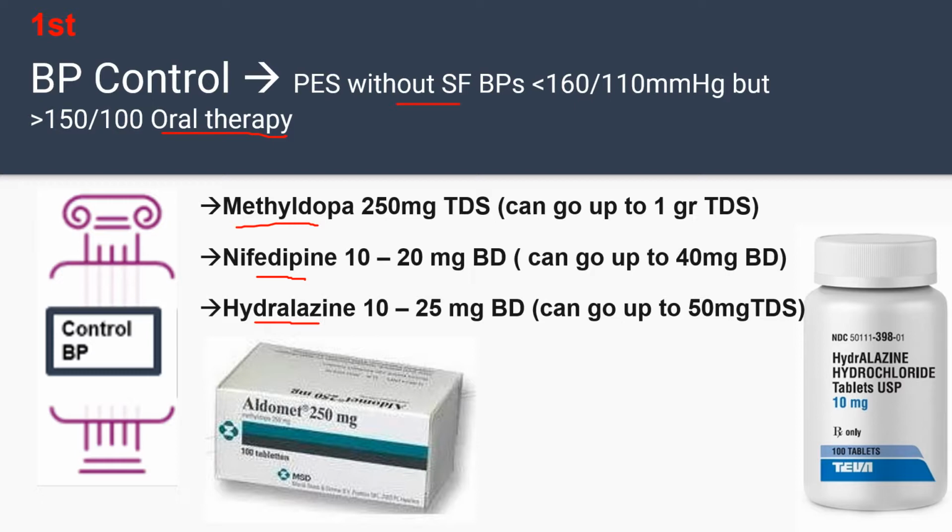The nifedipine is a calcium channel blocker. The dosage is from 10 to 20 milligrams BD, and can go up to 40 milligrams BD as a maximum dose. The principal adverse reaction is headache. And the hydralazine is 10 or 25 milligrams BD, and can go up to 50 TDS. It's a smooth muscle relaxant, and it's very good to control the BP, but it also has the adverse reaction of hypotension. But this adverse reaction is most common in the IV formulation.